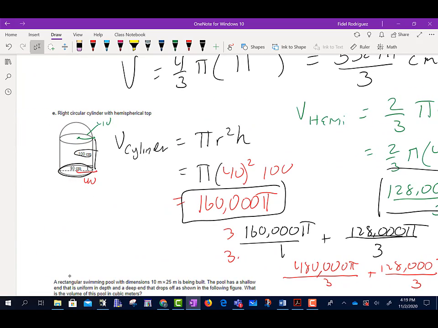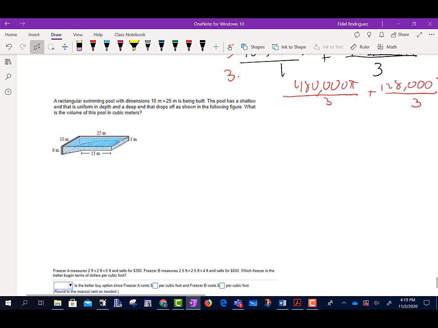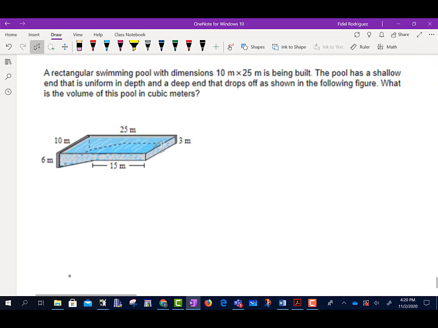All right. So you can tell again, guys, these problems, they're a little time consuming. So again, I try to keep the amount of problems that you have short, so you don't have too many. Okay. So let's take a look at this problem here. It says a rectangular swimming pool with dimensions 10 by 25 is being built. The pool has a shallow end that is uniform in depth and a deep end that drops off as shown in the following figure. What is the volume of this pool in cubic meters?